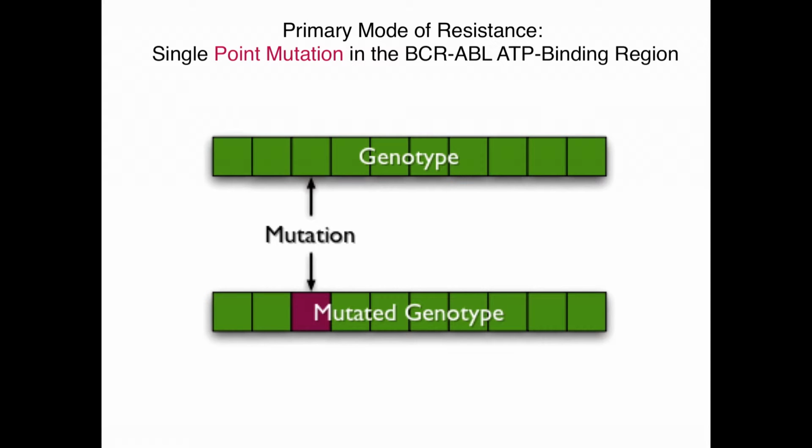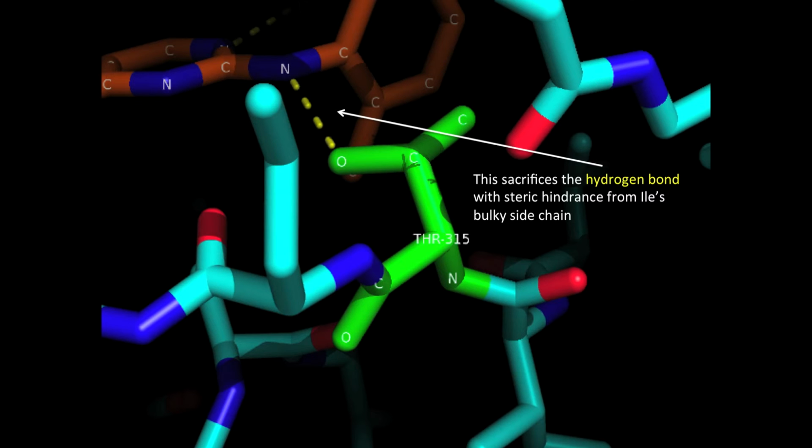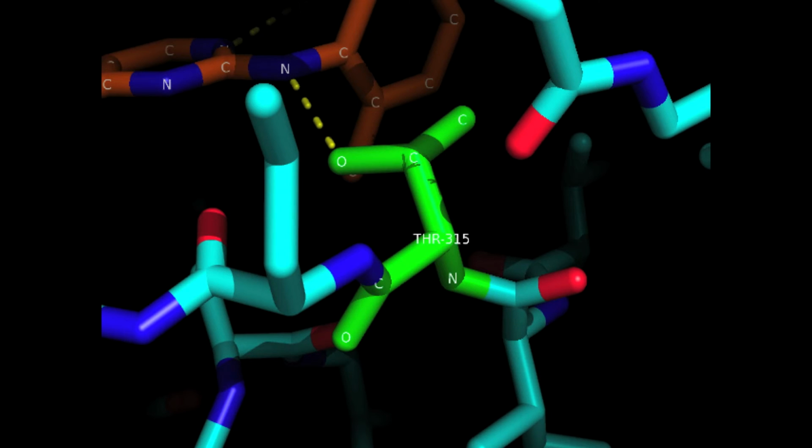The development of resistance to the drug has resulted in resurgence of the disease in some patients. The primary mode of imatinib resistance occurs due to point mutations in the BCR-ABL ATP binding region. The most common mutation replaces the gatekeeper threonine residue at position 315 with isoleucine to create the mutant protein product. This sacrifices a favorable hydrogen bond between imatinib and threonine 315 and results in an unfavorable steric clash due to the bulky isoleucine side chain, hindering the drug's binding efficiency.